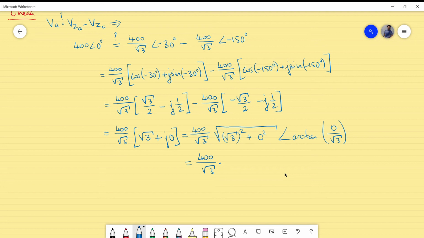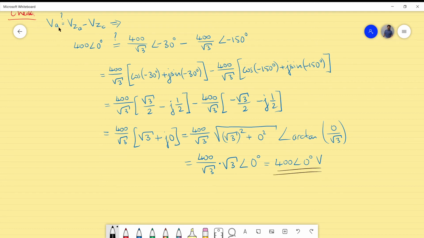So you have all times square root of 3, and this will be phase of 0 degrees. You can calculate it by yourself. So now what do you see? Square root of 3 divided by square root of 3, so those cancel each other out, and I'm left with 400 phase 0 degrees. And interesting, this is exactly the same expression for VA.